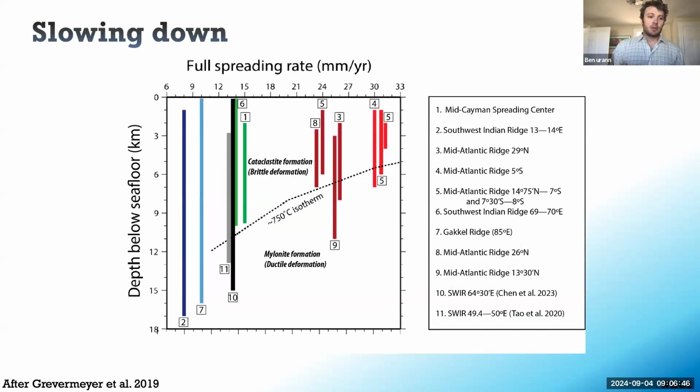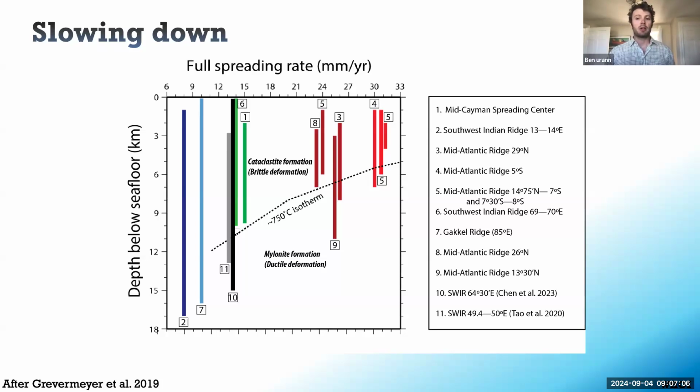And so this is a figure showing spreading rate on the x-axis and depth below seafloor on the y-axis from a recent compilation of Grevemeyer in 2019. And the take-home message here is understanding that mid-ocean ridges diverge at different rates, and this in turn dictates magma delivery to the ridge axis.